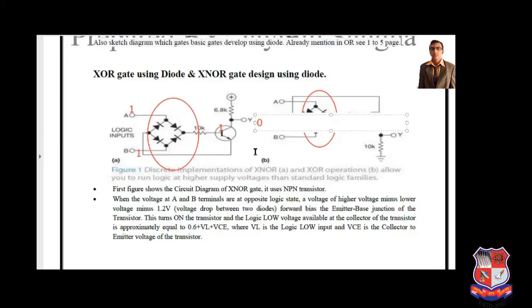In transistor, pay special attention. In transistor, you must remember, if input is 1, base terminal is at 1 voltage, then collector terminal is at 0 voltage. Please try to remember this very carefully.